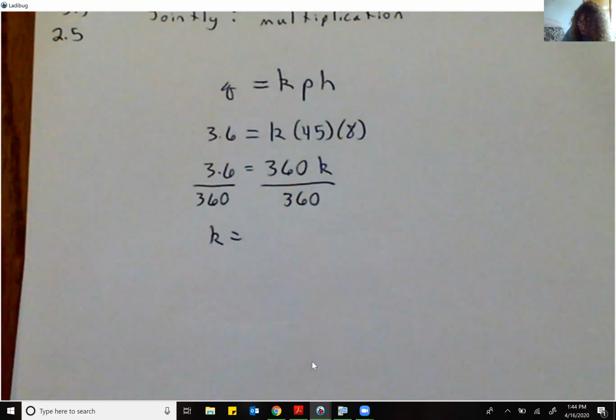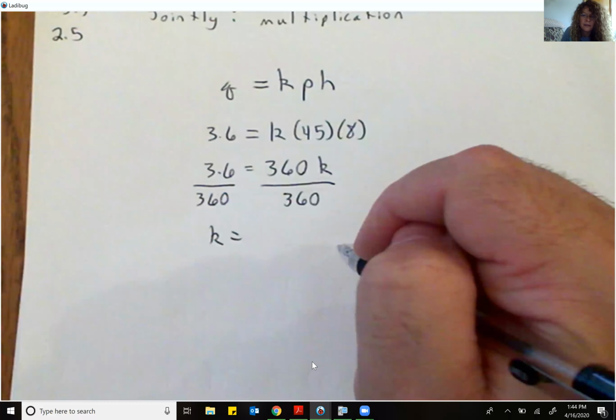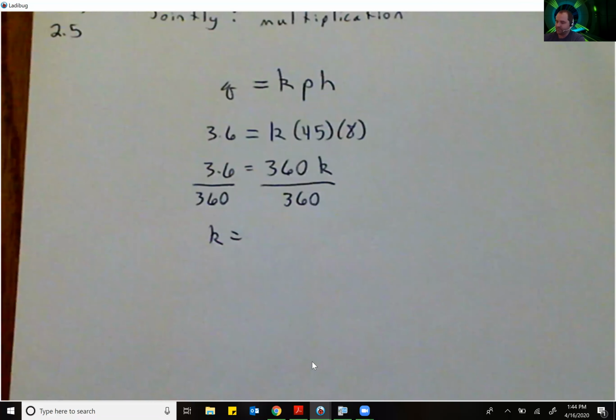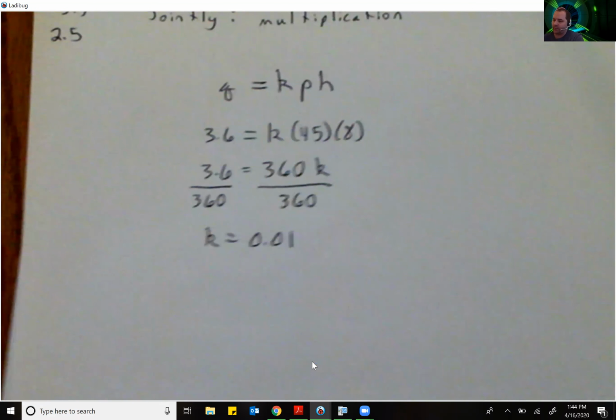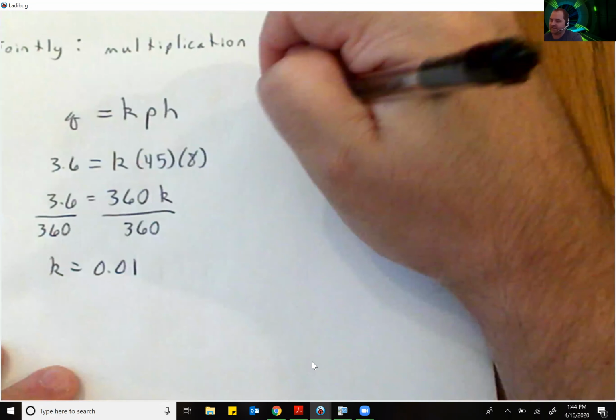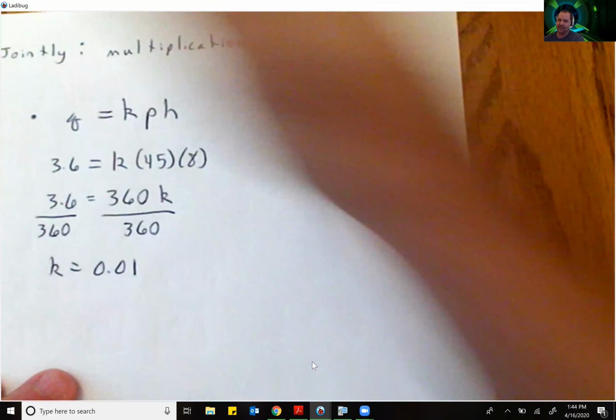Did I do it right? No, let's see, what'd you get? I got, oh, I'm doing it again. 0.01. Yep. 0.01. So now we're going to rewrite our equation. Okay. That's the second step. So this was that first step right there. We've got to figure out what K is.